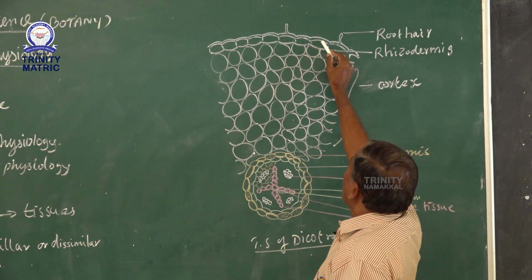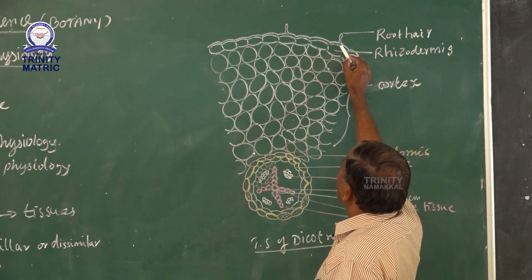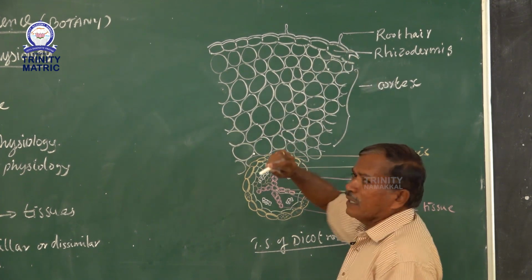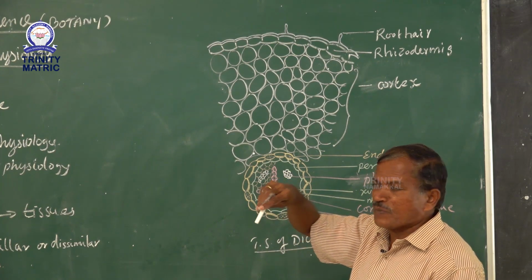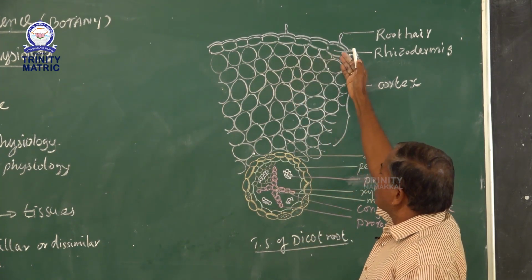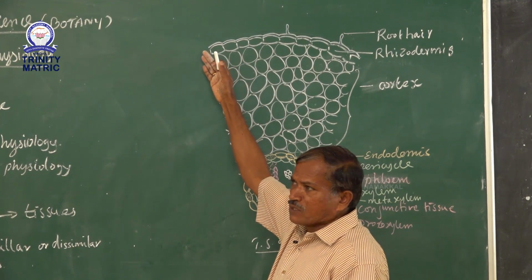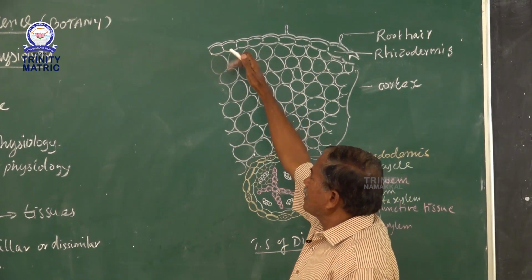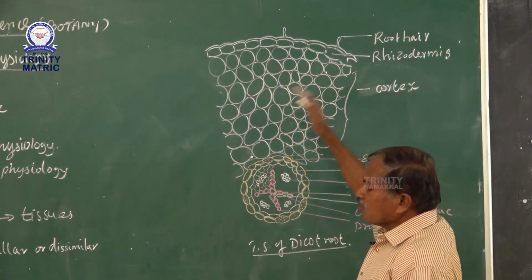The outer region of this cell produces a unicellular outgrowth called a root hair that absorbs water and minerals from the soil. And the rhizodermis also protects the plants from desiccation. And then ground tissue.